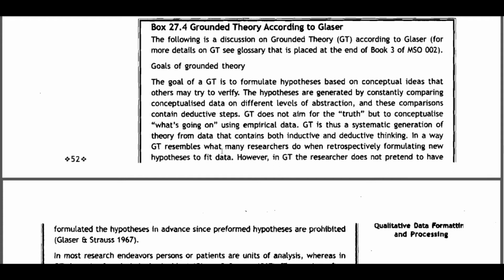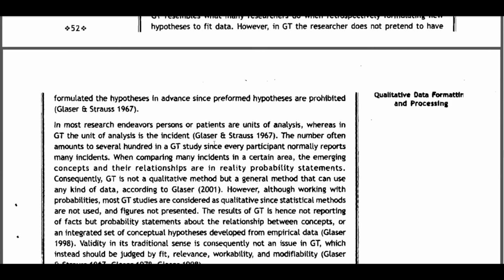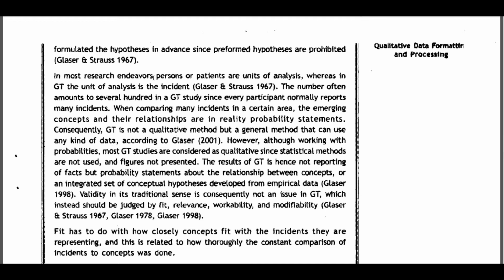In a way, GT resembles what many researchers do when retrospectively formulating new hypotheses to fit data. However, in GT, the researcher does not pretend to have formulated the hypothesis in advance, since preformed hypotheses are prohibited. In most research endeavors, persons or groups are units of analysis, whereas in GT the unit of analysis is the incident. The number of incidents often amounts to several hundreds in grounded theory studies, since every participant normally reports many incidents.